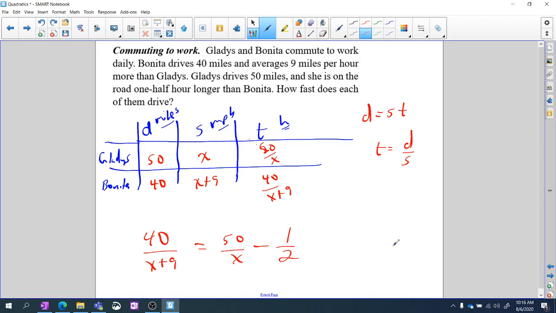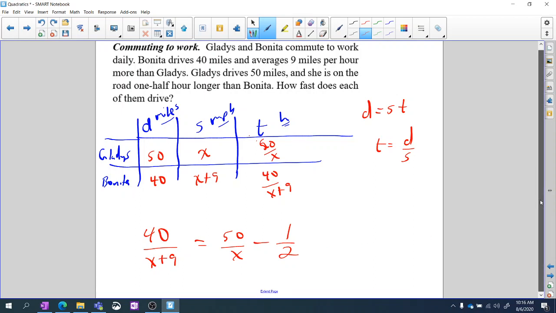Now, at this point, we've generated an equation here that is probably a little bit more complicated than we're ready to deal with right now. I'm not really too concerned about this. We'll get to it in our unit on rational expressions.